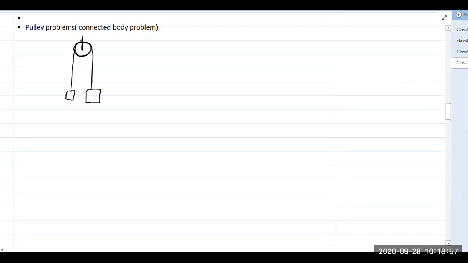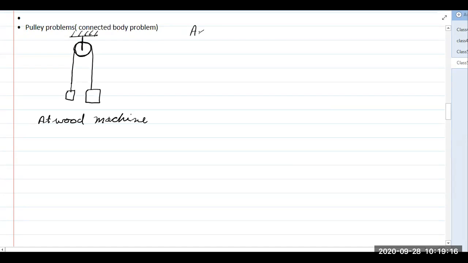We have a pulley and two objects hanging like this. This is also called the Atwood machine. Another name for this system is Atwood machine. And what are the assumptions? First we should know the assumptions which are used for a pulley in the Newton's law chapter.